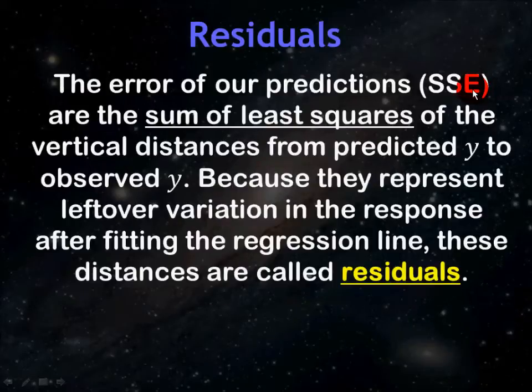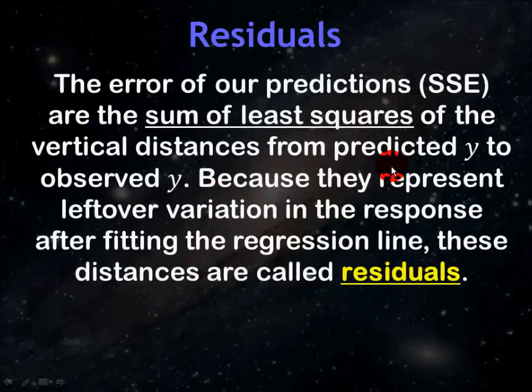SSE is the thing we haven't quite learned yet. We're going to come back to it in the next section. But basically the sum of squares is the sum of the vertical distances squared from predicted y hat to observed y. Remember that vertical line we had? You squared those, you add all those distances up. The least squares regression line is the line where the SSE, the sum of squares, is the smallest.